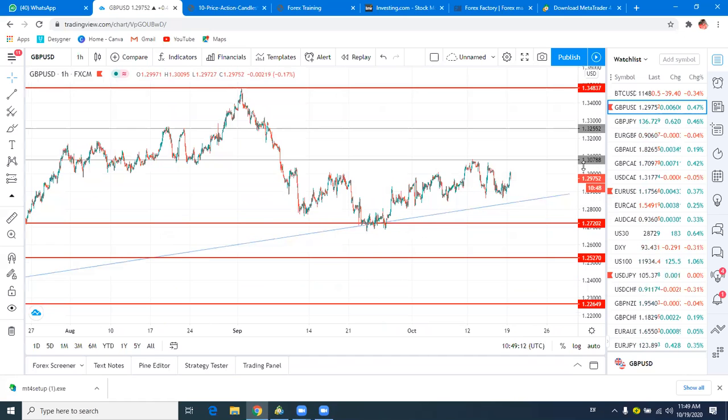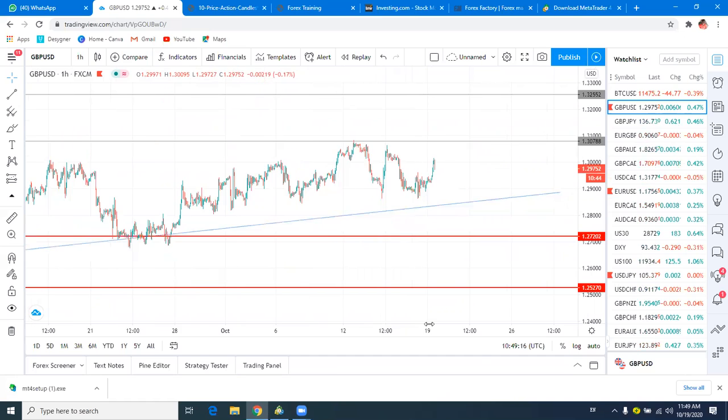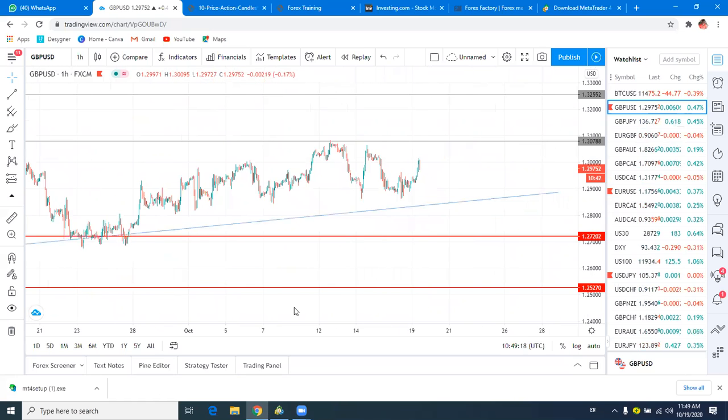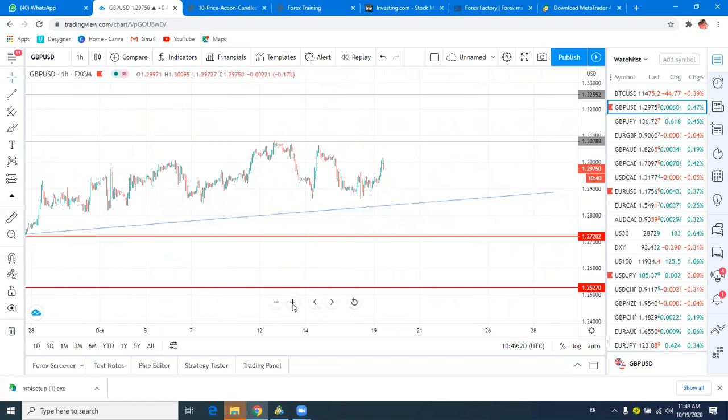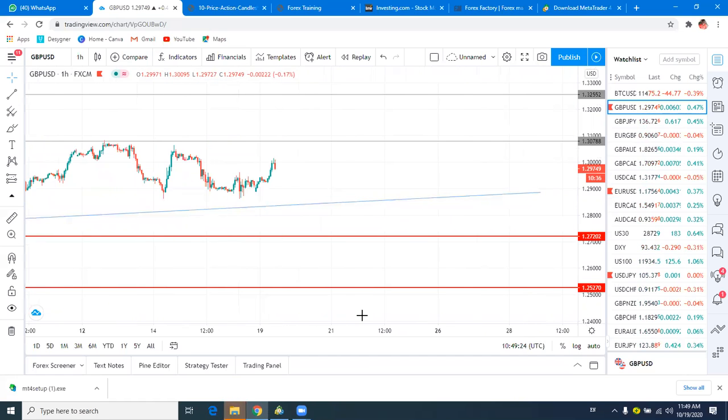It's really, I don't know why it is hanging. It shouldn't be like this. I'll just zoom in. Boom.